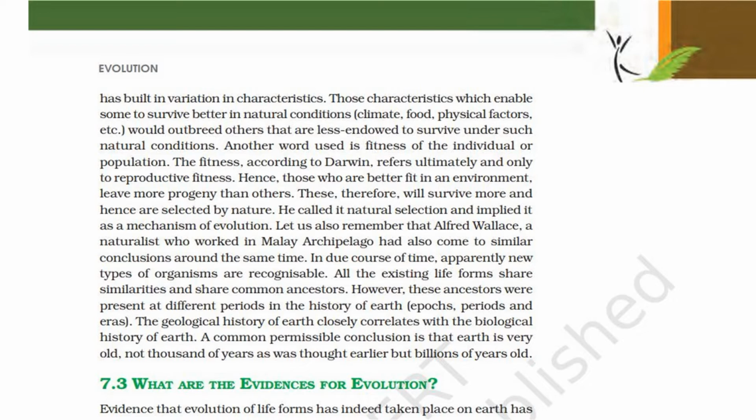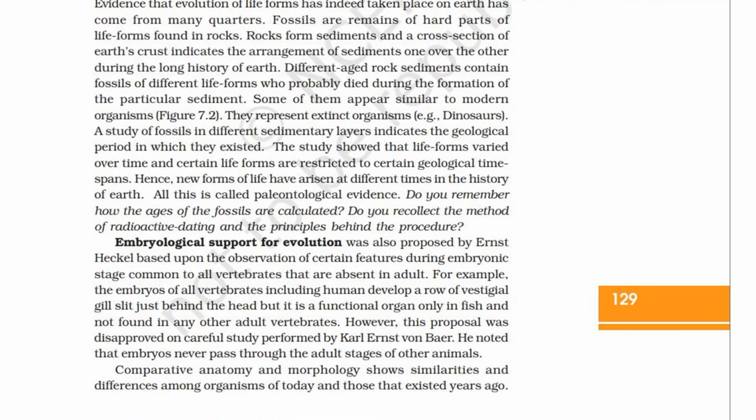All the existing life forms share similarities and share common ancestors. However, these ancestors were present at different periods in the history of Earth, epochs, periods and eras. The geological history of Earth closely correlates with the biological history of Earth. A common permissible conclusion is that Earth is very old, not thousands of years as was thought earlier but billions of years old. What are the evidences for evolution?